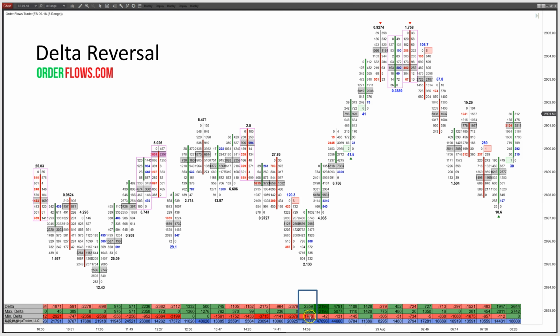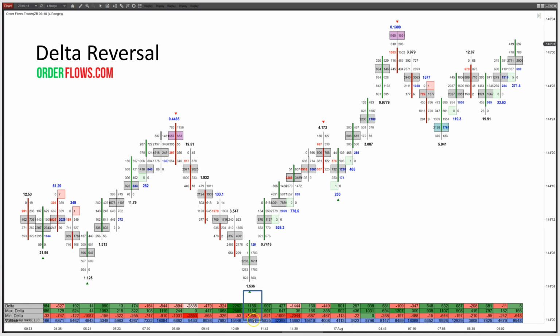Something happened in here where traders said, hey, you know what? This is a cheap price. And they start buying. They buy, buy, buy. The market changes internally, and it closes with very strong positive delta. It went from a very strong negative delta to a strong positive delta. And you see how the market rallied from 28.97 all the way up to 29.04.